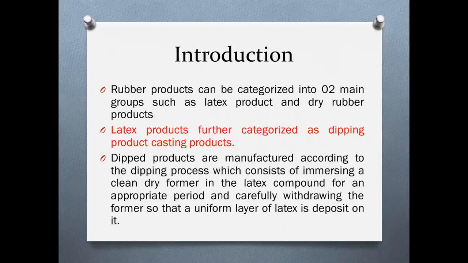These latex products can be further categorized into two groups, dipping products and casting products. Balloon is a dipping product, and we are going to produce balloon in laboratory level using dipping method. The dip products are manufactured according to the dipping process, which consists of immersing a clean dry former or mold into the latex compound for an appropriate period, and then you have to carefully withdraw the mold or former so that a uniform layer of latex is deposited on it, and after drying that, you can have the dipped products.